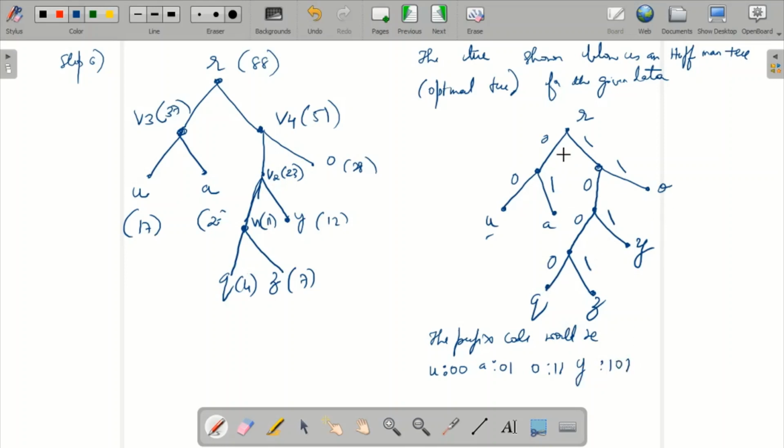Now for Q it would be 1 followed by 3 zeros, and for Z it would be 1 followed by 2 zeros and 1, that is 1001. So this is the prefix code, and this is the Huffman tree, or an optimal prefix tree. So this is an example of how we find the prefix code.